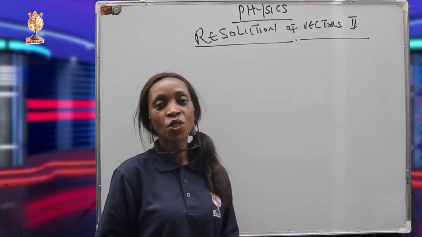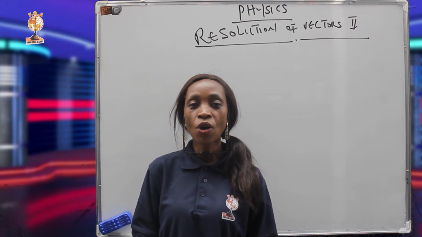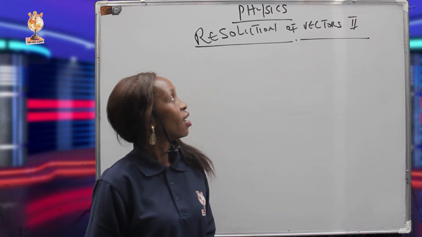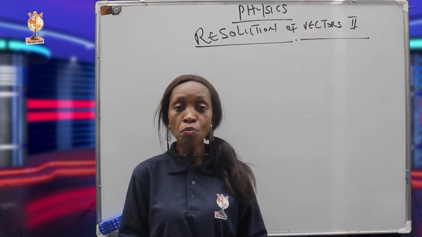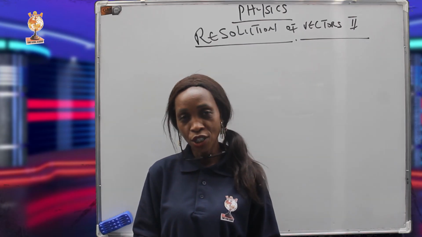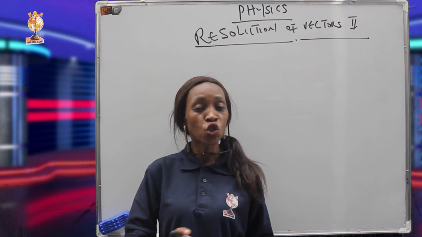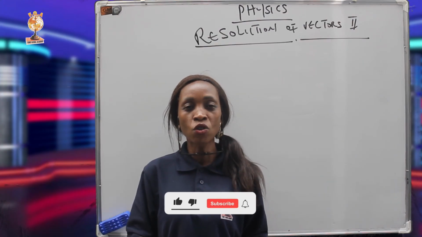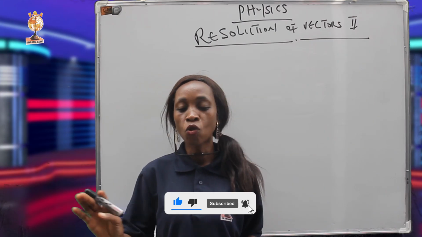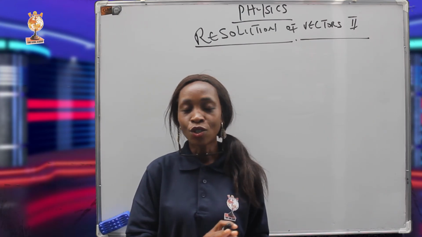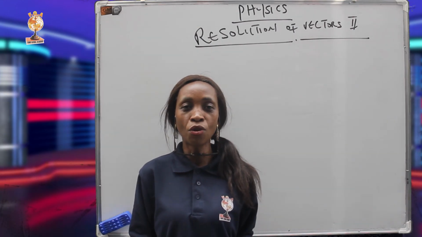In the last class, we talked about resolution of vectors 1. Today we are concluding the topic of how to resolve vectors that have more than two magnitudes, so that at the end of this class, no matter where the question is coming from, as long as it's vector resolution, you are good to go. So we're going to be dealing with some questions, combing all the areas, crossing our T's and dotting our I's to make sure we are good to go.